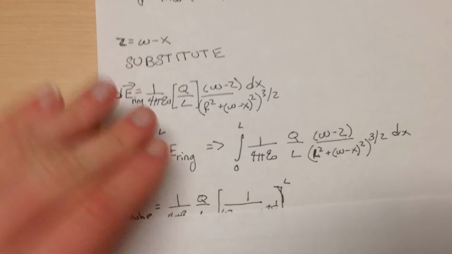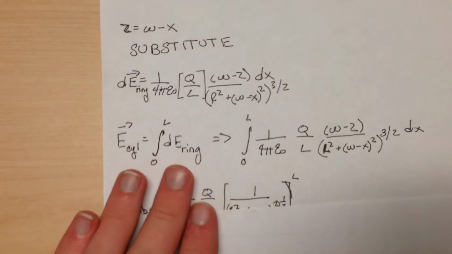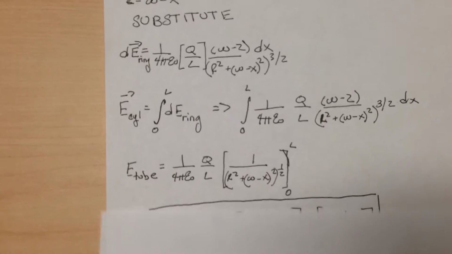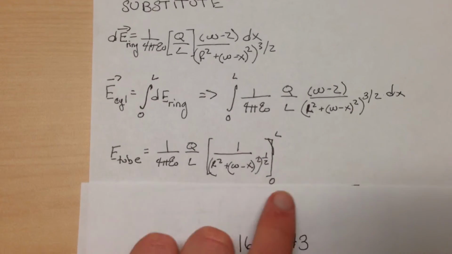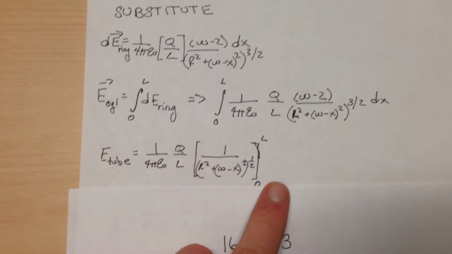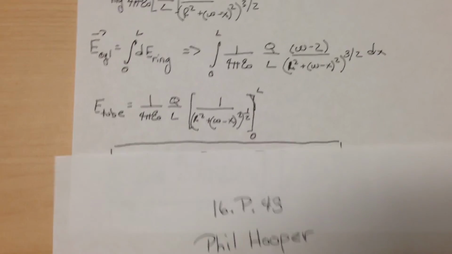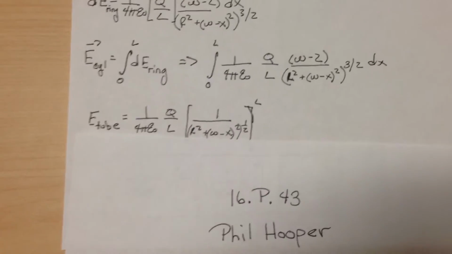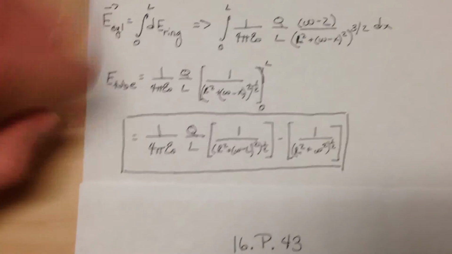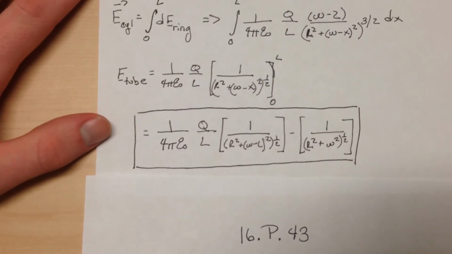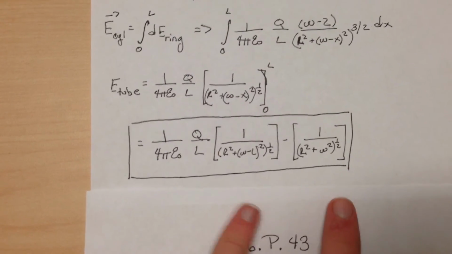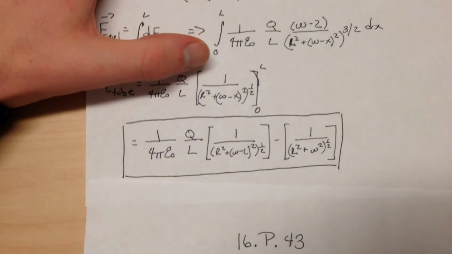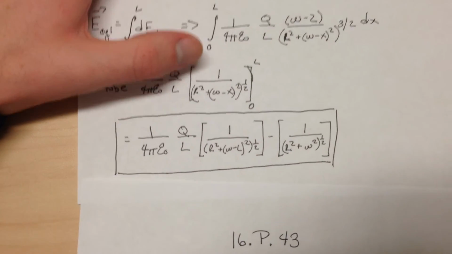So we substitute our dE equation for d ring, and we use a standard table of integrals to land this answer. We substitute for our limits of integration, 0 and L, for x, and we get this 1 over 4 pi epsilon naught Q over L times the difference between our two limits and our non-constant part of the equation up here.